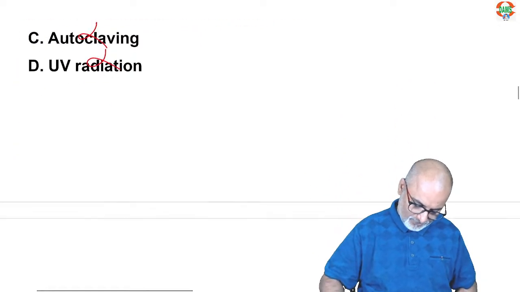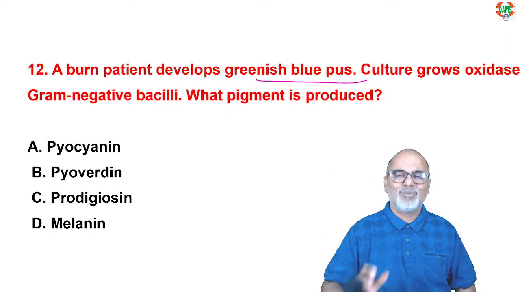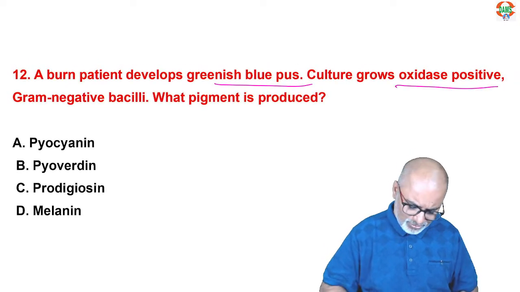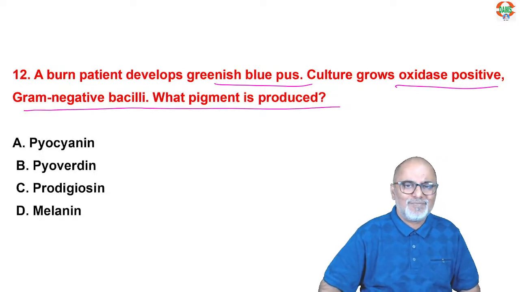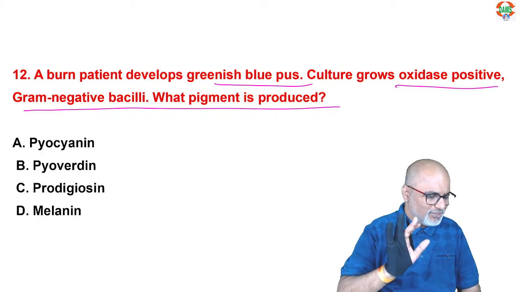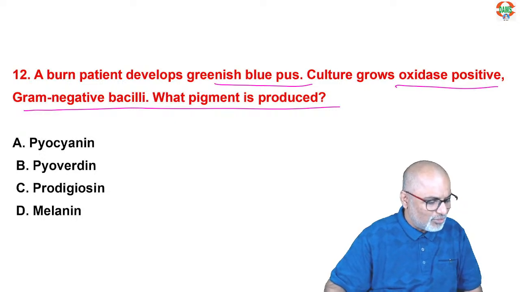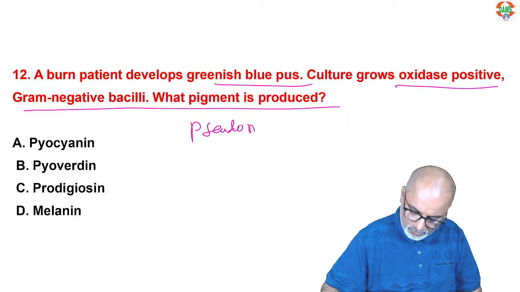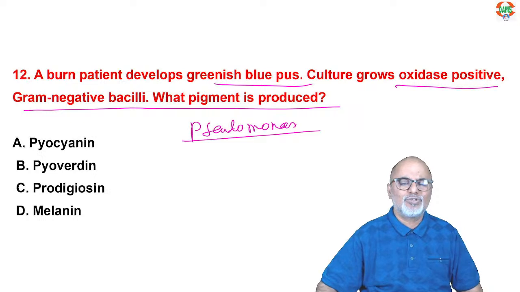Next is a burn patient who develops greenish blue pus. Culture shows oxidase positive, gram negative bacilli. What pigment is produced? First you tell what is the organism. Burns patient, most common organism is Pseudomonas aeruginosa.